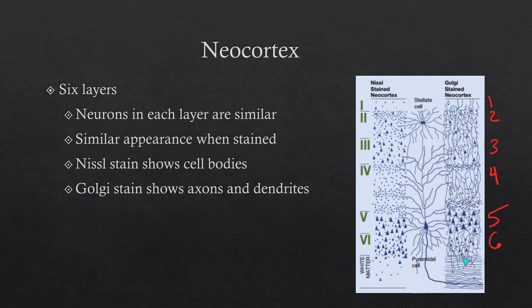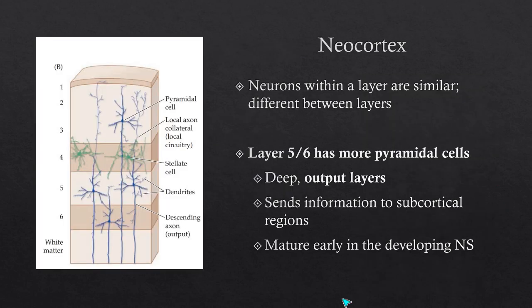Let me just flip ahead to some better slides that explain this. Okay, so neurons within a layer are similar. Neurons are different between the layers. Let's look at this with a simplified view of the layers with regular numbers. Layers 5 and 6 have more pyramidal cells, and these are deep output layers. Layers 5 and 6 send information to subcortical regions. And like I said, layers 5 and 6 mature earlier in the developing nervous system compared to layers 4, 3, 2, and 1.